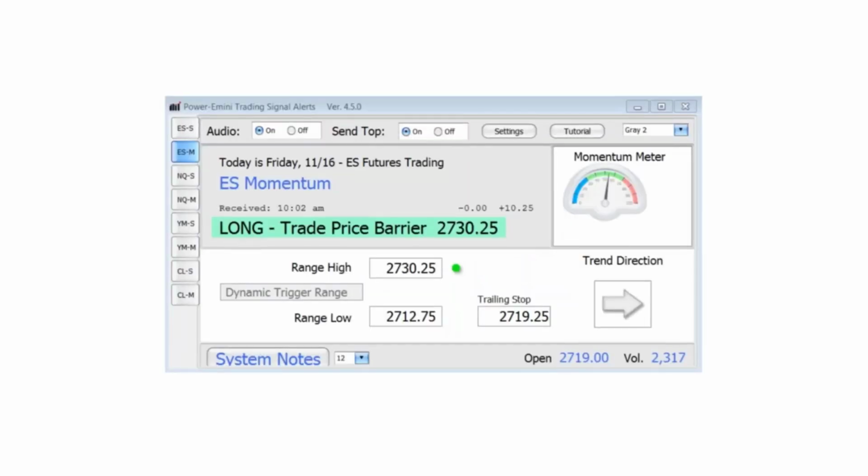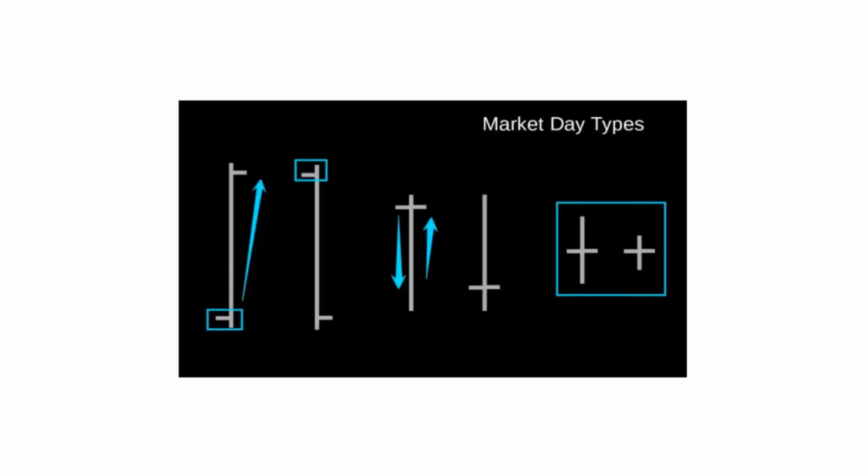Here's an example where we got an early morning range, and that gives us a reference point, and then we actually get a trigger line for the entry and a trailing stop. And this is in our help.